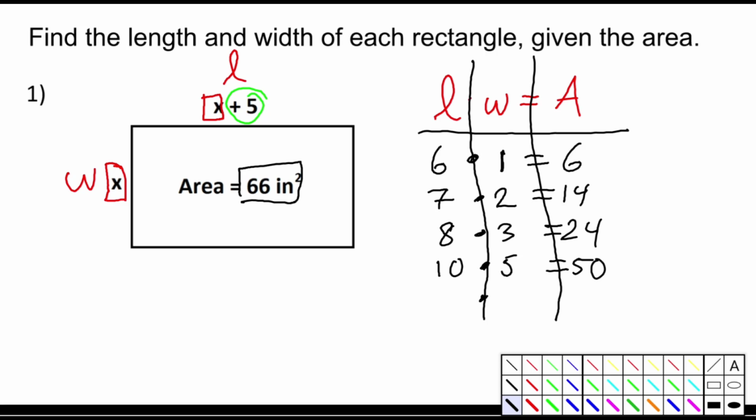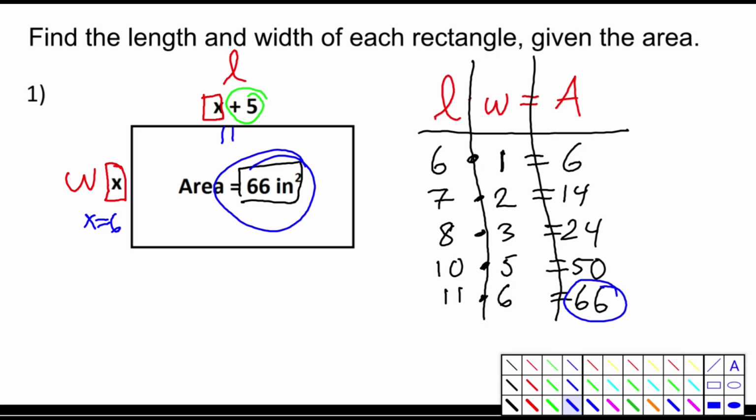Let's try one more. My width is 6, and my length would have to be 5 more, which would be 11. So the area of this would be 66. Oh, so we're done. This is what we were looking for. We were looking for the area of the rectangle that was equal to 66. So we know that when your width is 6, so when x equals 6, my length had to be 5 more, so my length would be 11, which provides an area of 66.